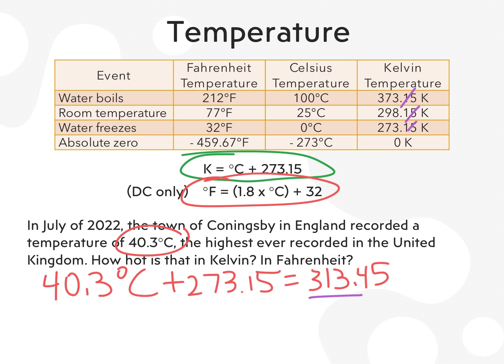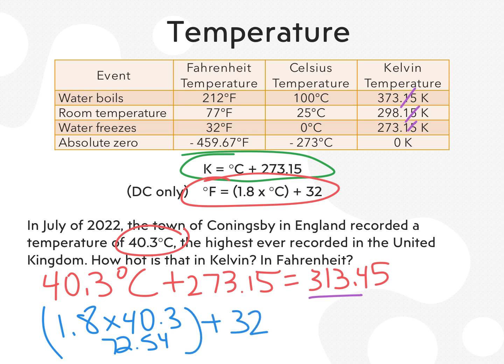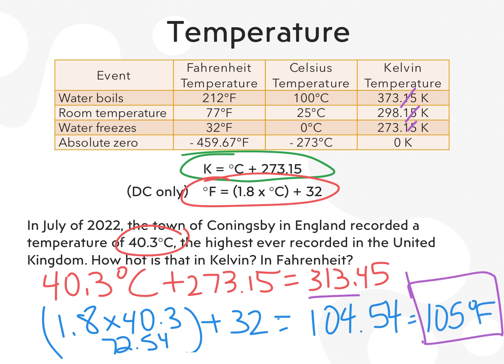And then how hot is that in Fahrenheit? 1.8 times 40.3 is 72.54 plus 32 is 104.54. I'm going to give myself 3 significant figures for that one. So let's just call this 105 degrees Fahrenheit, which is excessively hot for England. Maybe not for Texas, but for England, that is way too much.